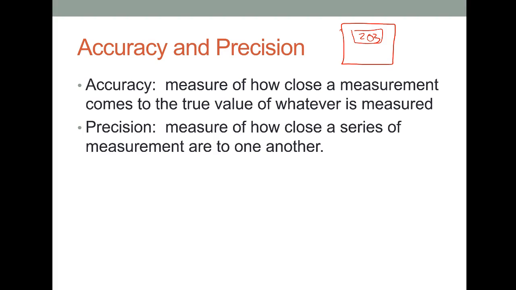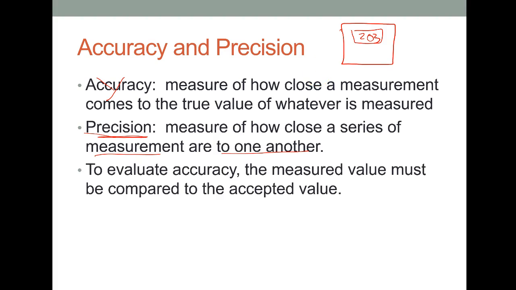All right, well, that would be an example of something that is not accurate, but it is precise. In other words, all your measurements are very close to one another. They may not be accurate, but they are precise. That's the difference in the two terms. To evaluate accuracy, the measured value has to be compared to whatever the accepted value is. Well, you know you weigh 125, that would be the accepted value.